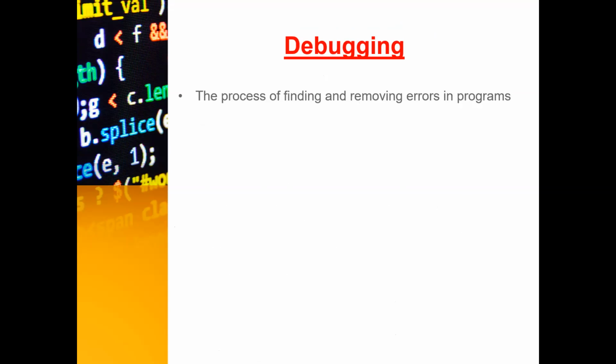So the question is, what is debugging? Note down the definition of debugging. The process of finding and removing errors in programs is known as debugging. Clear? The process of finding and removing errors in programs is known as debugging. Move to next.